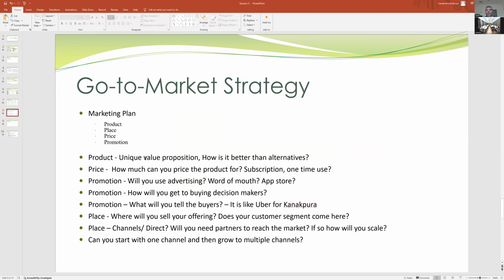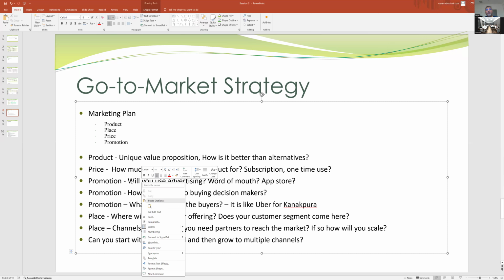Now, the product. Part of marketing is that you have to have a unique selling value proposition, which is how it is different from the competition that is there. Okay, price. This is going to be very important, and it ties to what I was asking. If you choose a certain segment, you need to know how much they're willing to pay, how big of a problem it is. That's how much they're willing to pay for it.